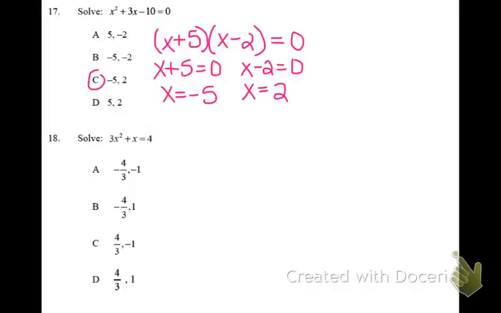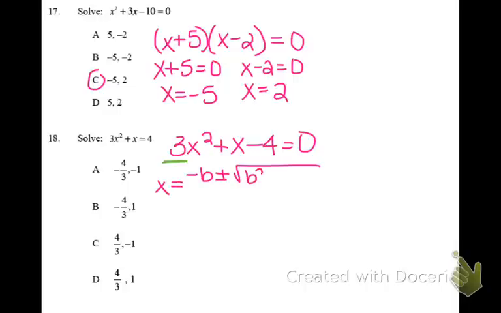18 is also factorable. So it needs to be equal to 0. So I have 3x squared plus x minus 4 equals 0. A lot of the times people have a hard time factoring this because you do have that leading coefficient of a 3. So instead of factoring this, I'm actually going to use the quadratic formula just to give you a different method to use. So your quadratic formula is x equals negative b plus or minus the square root b squared minus 4ac all over 2a.